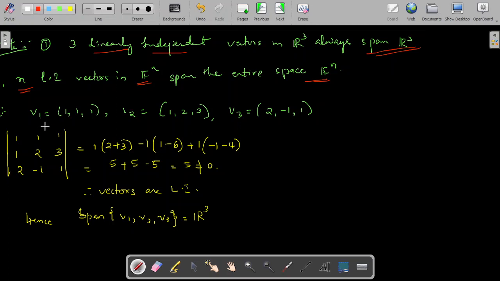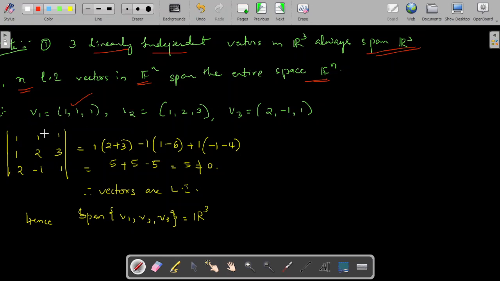So you can take one example. Take V1 as 1, 1, 1, V2 as 1, 2, 3, and V3 as 2, minus 1, 1. We will check whether they are linearly independent or not. I had already made a video on how to check whether vectors are linearly independent or not, so you can watch that video. I'll share the link in the description box.